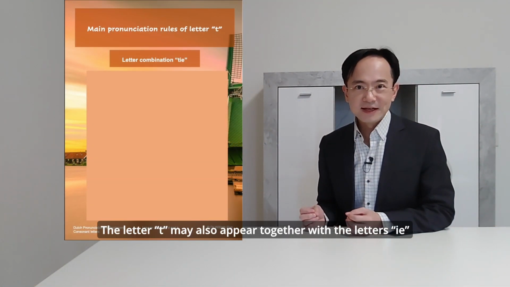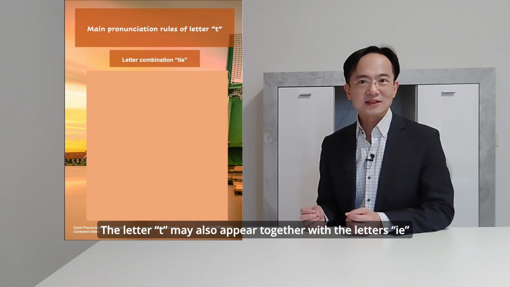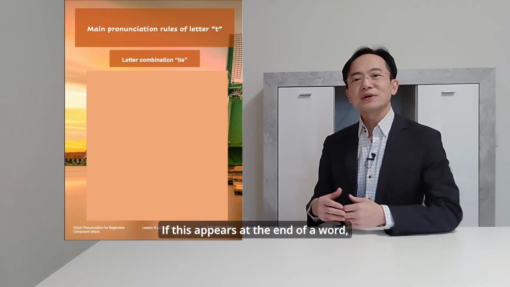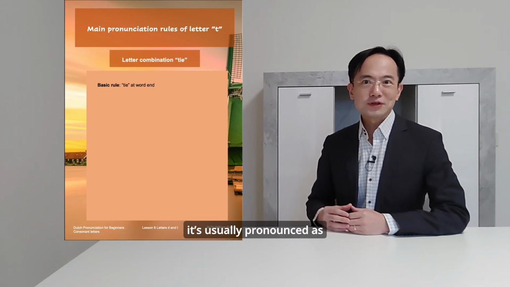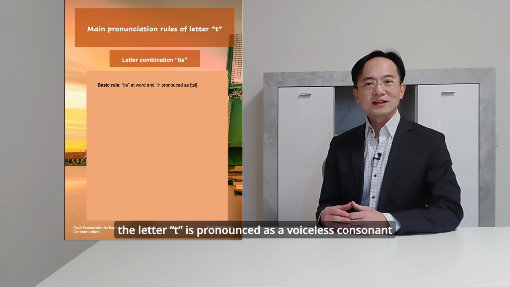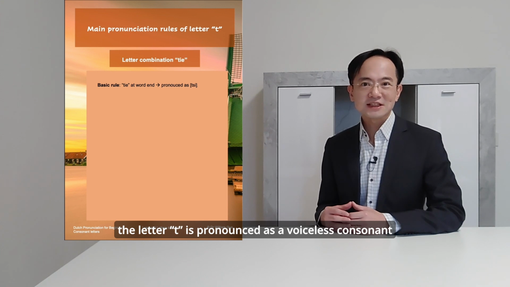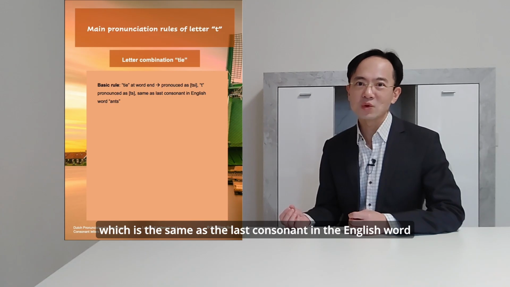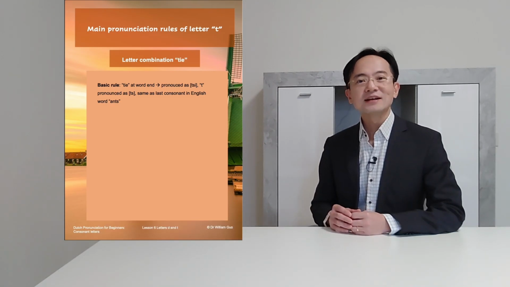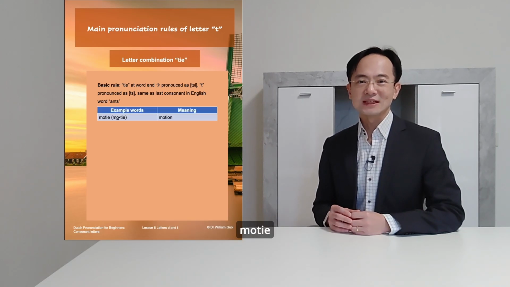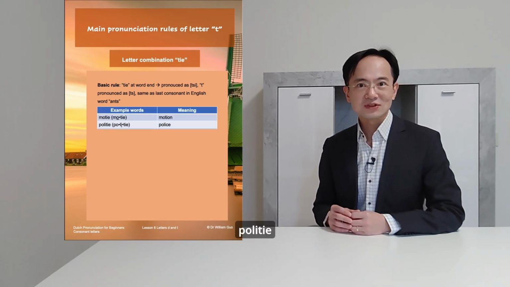The letter T may also pair together with the letters IE to form a letter combination. If this appears at the end of a word, it's usually pronounced as tsi. In this situation, the letter T is pronounced as a voiceless consonant ts, which is the same as the last consonant in the English word ants. Let's practice 3 example words. Moci, policji, noticji.